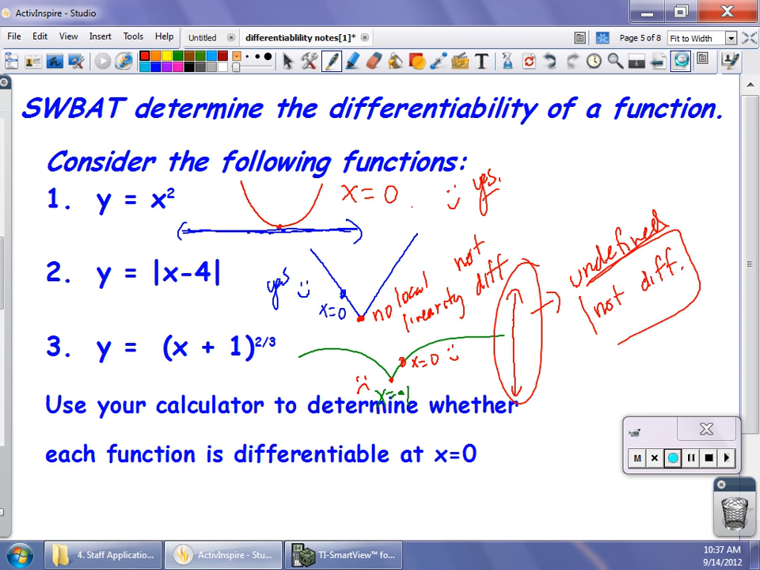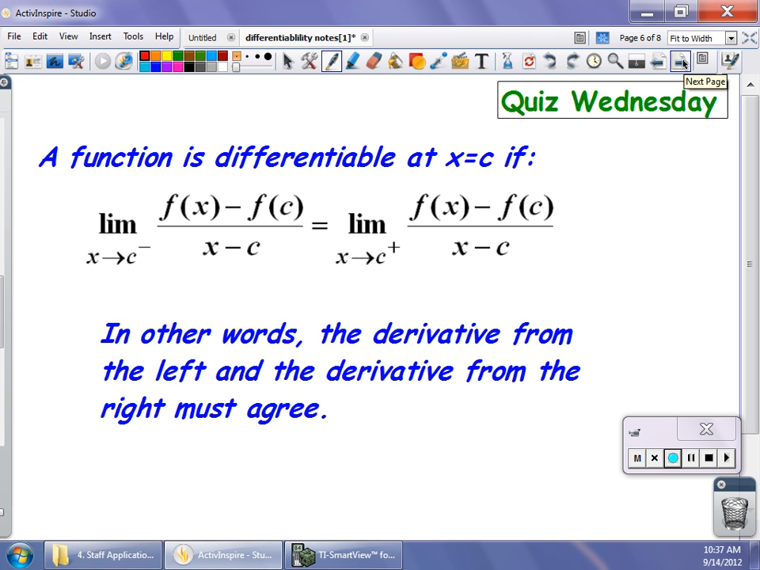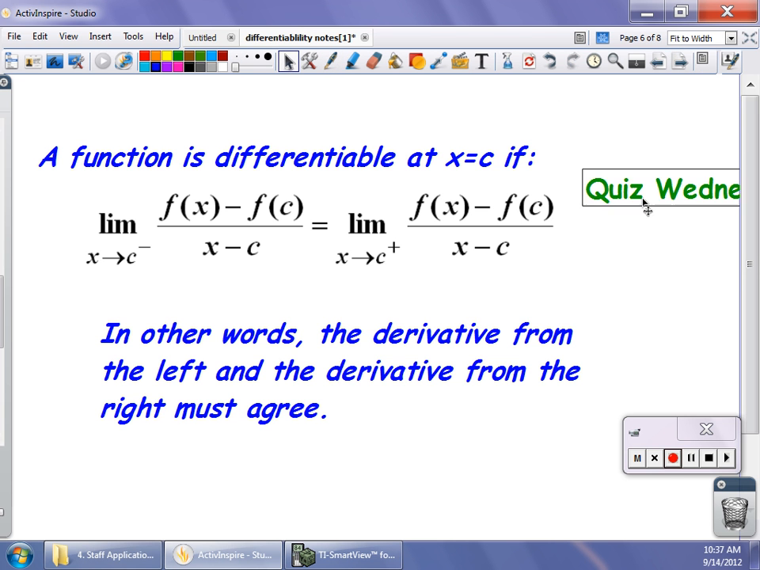Well, let's take a look at the formal definition of differentiability. A function is differentiable at a particular value of x, called c, if the limit as x approaches c from the left of the slope function, because remember that's the definition of derivative, is equal to the limit as x approaches c from the right. In other words, the derivative from the left and the derivative from the right must agree with each other. Well, what does that mean?